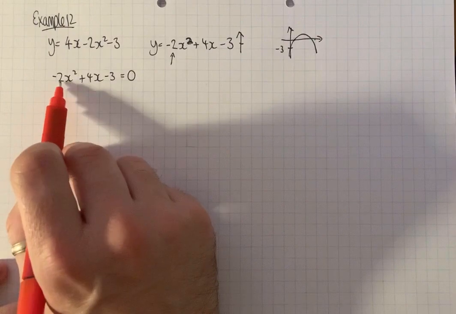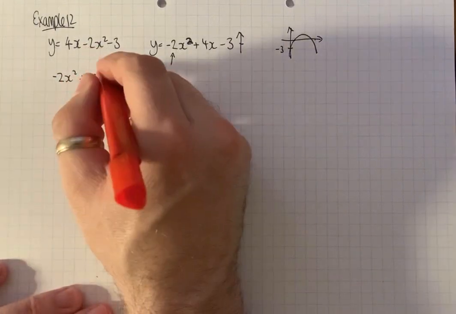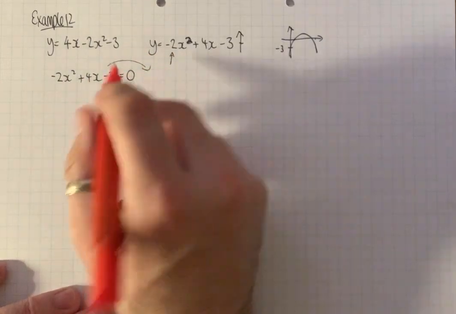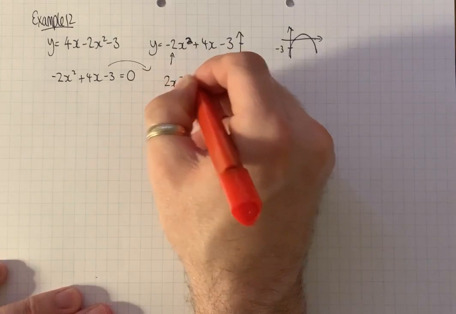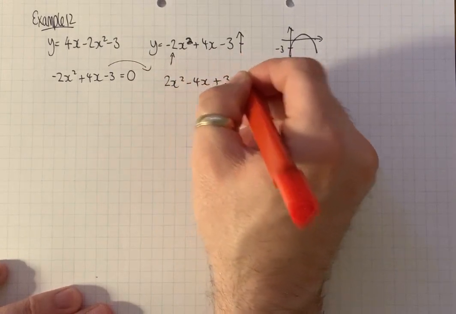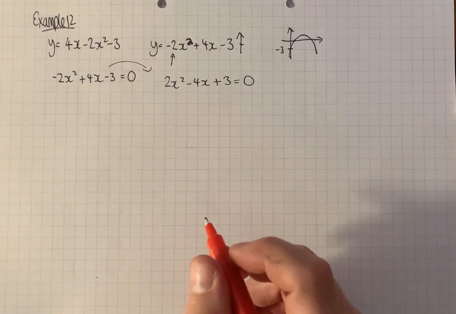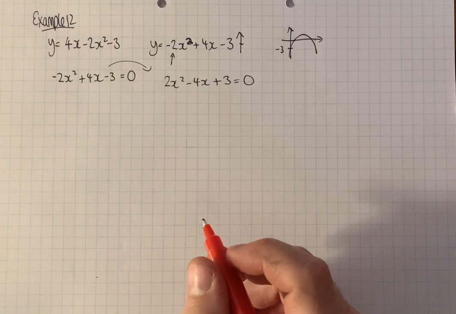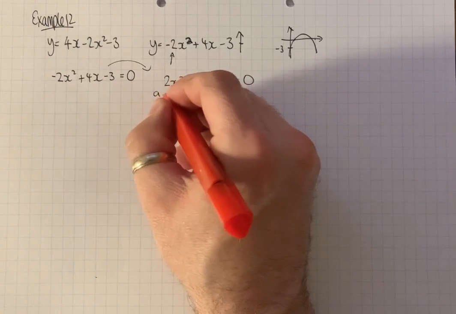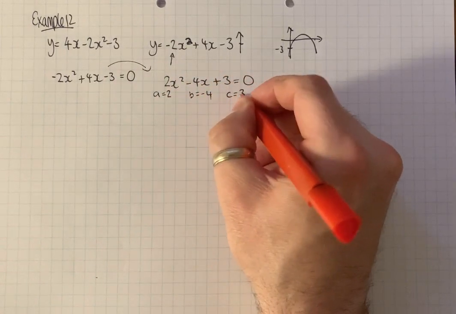Now, I don't like solving quadratics where the coefficient of x squared is negative. So what I can do is just bring them all over to the other side. Effectively, all the signs will change, giving me 2x squared minus 4x plus 3 equals 0. It's just a little bit easier to solve. Okay, now I'm going to solve this by completing the square. No, actually I'm going to solve it using the quadratic formula. So a equals 2, b equals minus 4, and c equals 3.